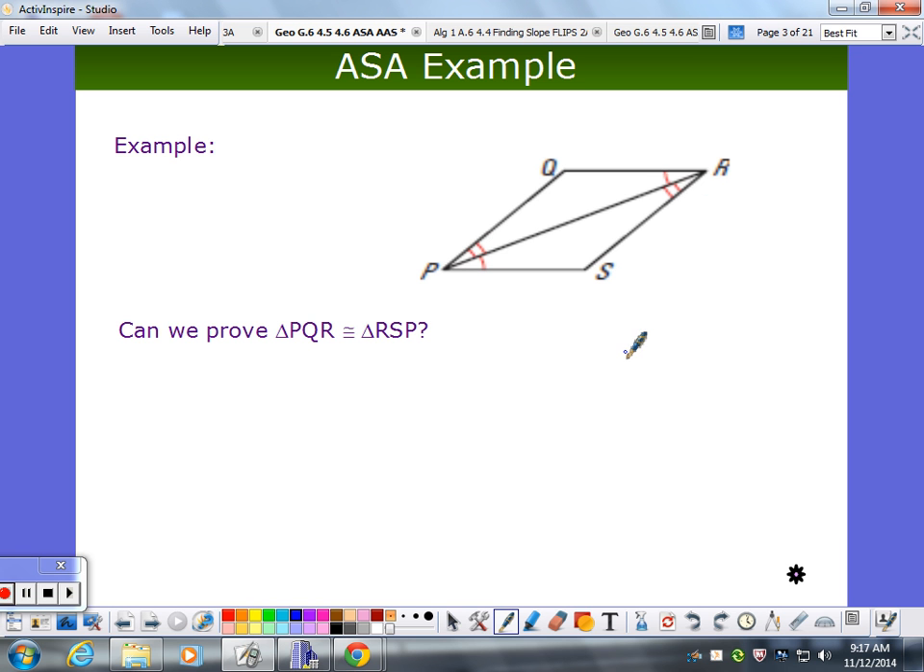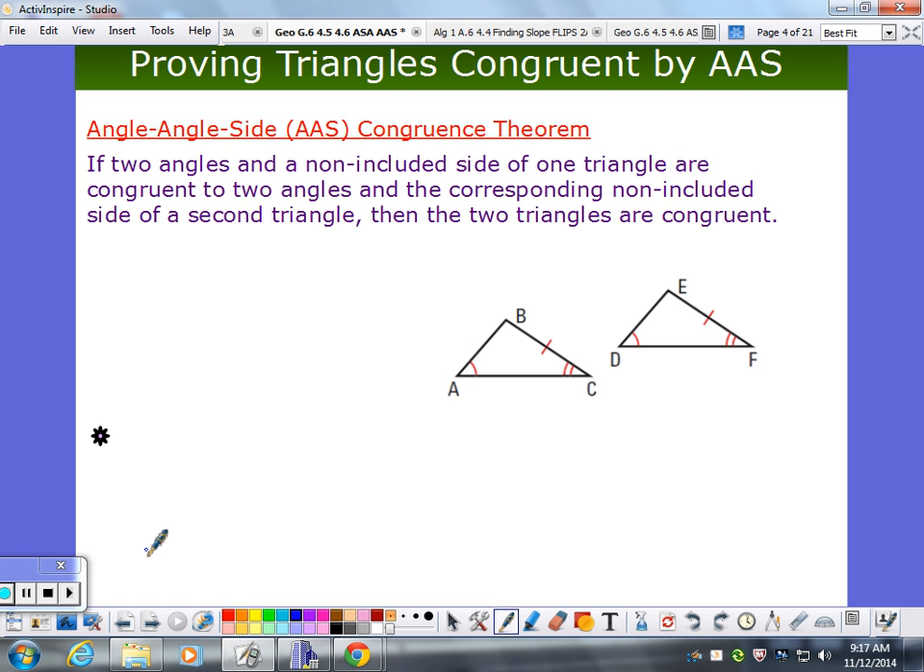This angle is congruent to the other angle. And what do I know about PR and RP? Well, they are the same segment, therefore it's congruent to itself by the reflexive theorem. So I've got an angle, side, angle congruence in both triangles. So yes, we can, using the angle, side, angle congruence postulate. So just like what we did the other day, it's just now we're looking at a different pattern here.